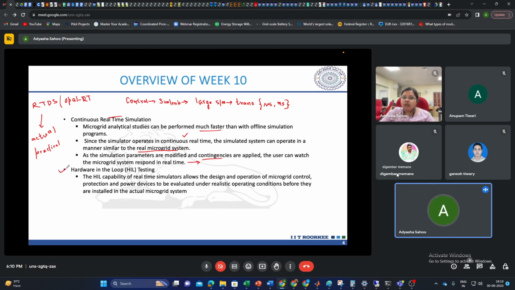They also provide hardware-in-the-loop testing. What is hardware-in-the-loop testing? Basically, RTDS and OPAL-RT have input and output pins, so they can receive or send the signals to the hardware, receive or send various control signals which are calculated based on the control algorithm and send them to the actual hardware.